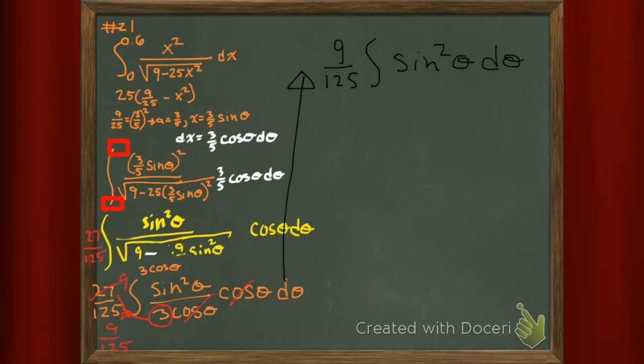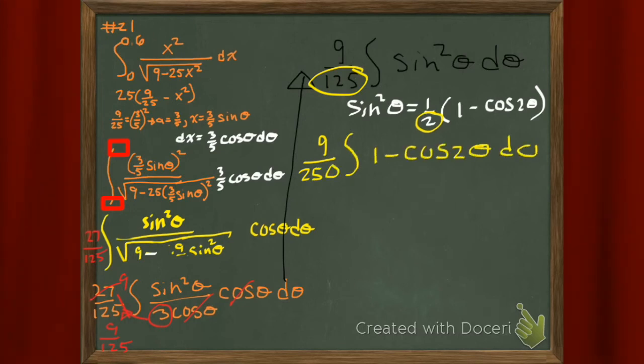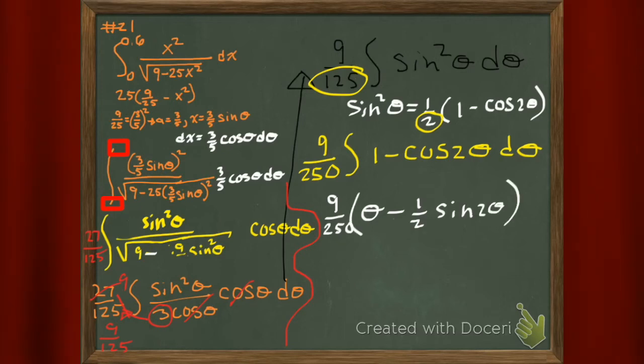How do you integrate that? We have to use our reduction formula, and that's 1/2 times 1 minus cosine 2 theta. Now, that 2 is going to go out front, doubling that denominator, and that's how we get 9 over 50. And 1 minus the cosine of 2 theta. When we integrate the constant with respect to theta, we get theta. And then that's minus 1/2 the sine of 2 theta.